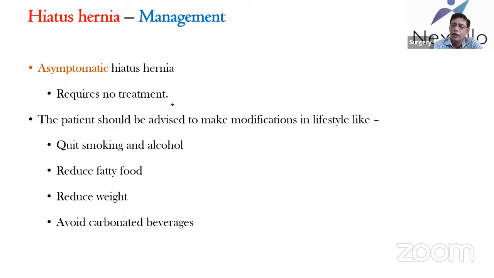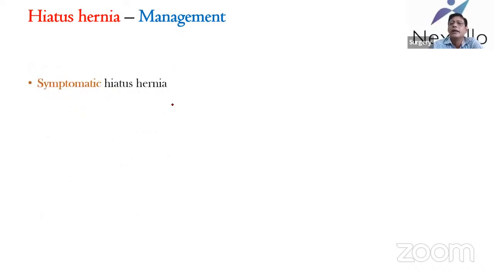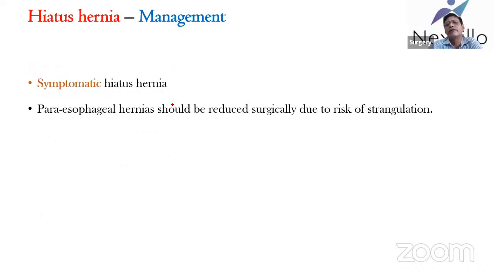If the hiatus hernia becomes symptomatic, definitely it is going to require surgery. Especially the paraesophageal symptomatic hernia should be managed by surgery, as there is a risk of incarceration. That means compromise of the blood supply, which may lead to necrosis of the lower part of the esophagus. So they should be reduced surgically, and a number of different types of surgeries are utilized.